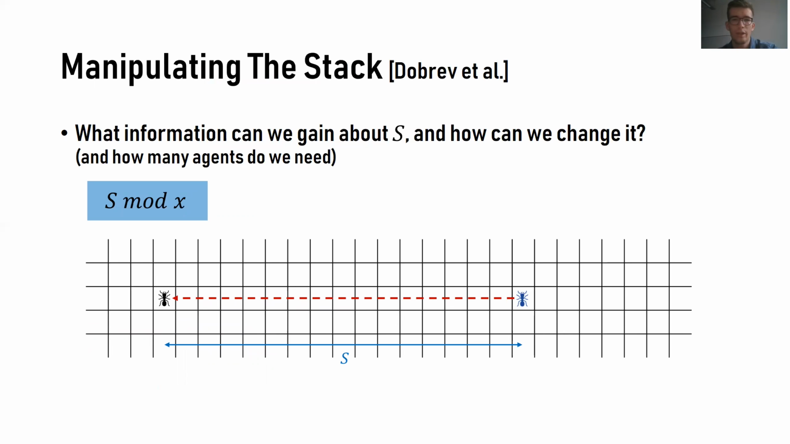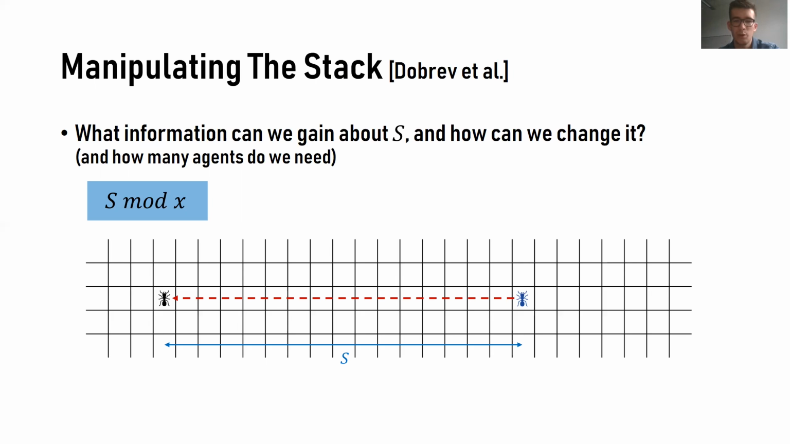Now, what kind of operations can we perform on this value of the distance? So we have 2 agents at distance s. What kind of information can we gain about s? And how many agents do we need to gain this information? So the first thing is we can fairly easily learn s modulo x for some constant value of x. So think of x as being 2, for example. How can we do that?